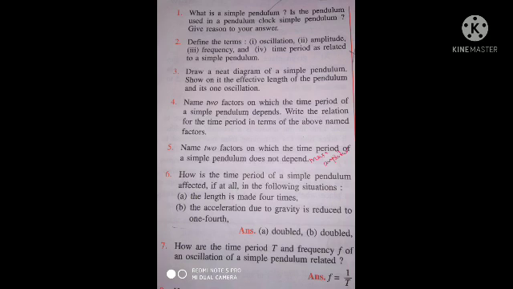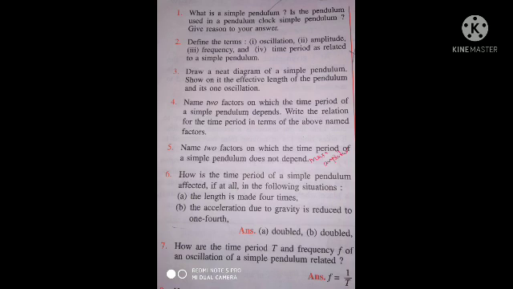Then the second question is, define the terms oscillation, amplitude, frequency and time period. First one, oscillation. One complete to and fro motion of the pendulum is called one oscillation. Amplitude, the maximum displacement of the bob from its mean position on either side is called the amplitude of oscillation. It is measured in meters. Frequency, it is the number of oscillations made in 1 second. Its unit is hertz. Time period, this is the time taken to complete one oscillation. It is measured in seconds.